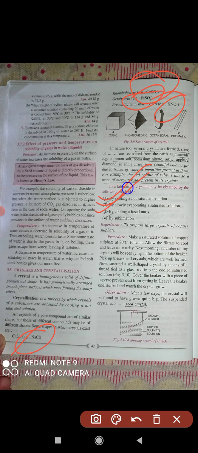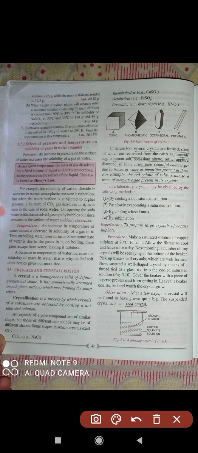Similarly, the third process is by cooling a fused mass, and fused means melted mass. When you cool that melt, it will convert into solid, and in this way crystals are obtained, or by sublimation. So here the first process explains how to prepare crystals of copper sulfate. That basic thing I will explain, you read, you can easily understand.